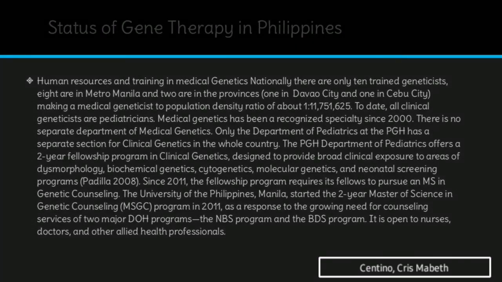Human resources and training in medical genetics. Nationally there are only 10 trained geneticists. 8 are in Metro Manila and 2 are in the provinces, 1 in Davao City and 1 in Cebu City, making a medical geneticist to population density ratio about 1 to 11,751,625. To date, all clinical geneticists are pediatricians. Medical genetics has been recognized especially since 2000. There is no separate department of medical genetics. Only the Department of Pediatrics at the PGH has separate section for clinical genetics in the whole country.